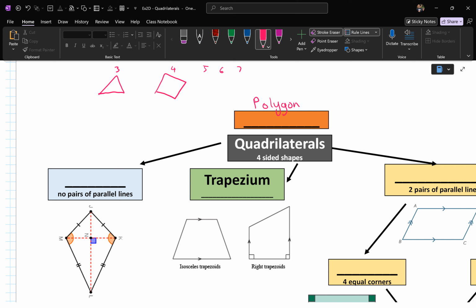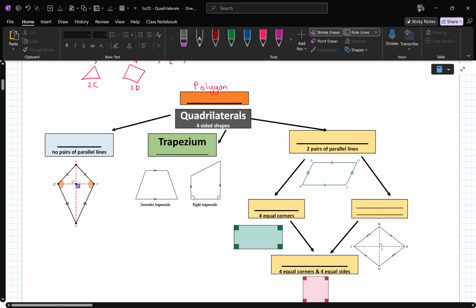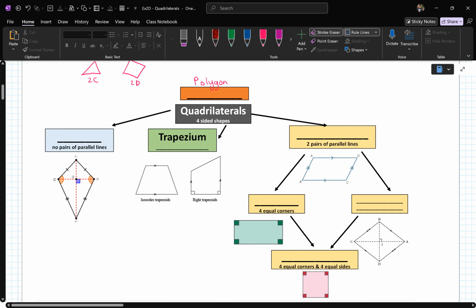So polygon is the topic that we're working under, and specifically 2C was triangles. And then 2D today we're doing quadrilaterals. Next exercise then we're going to look at all possibilities. So hexagon, pentagon, heptagon, all of those are polygons. Quadrilaterals we know is a 4-sided shape. Now all of this here, you do need to know which one's which. Okay, so there's a number of shapes here.